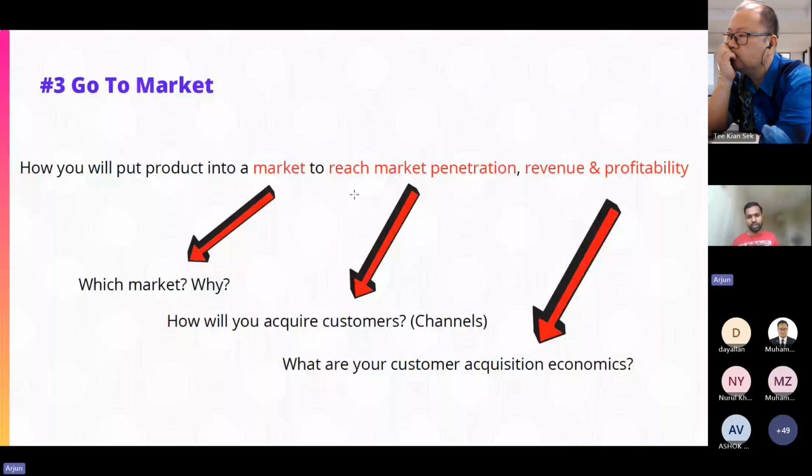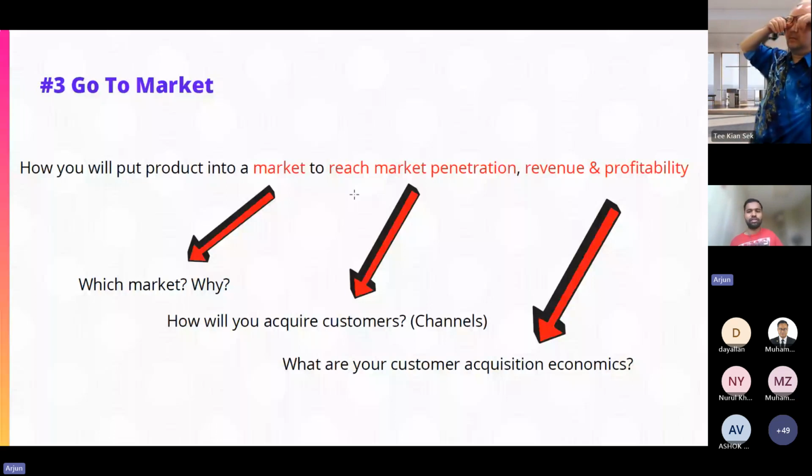Customer segments. The market simply means the customer segments. Which customer segments will you target? Why do you think those customer segments will buy from you? So you need to have a value proposition here. And then customer channels, customer relationships.